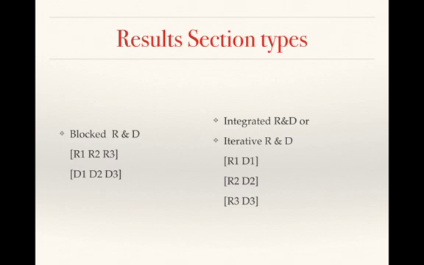So all in all, we get to have three patterns emerging: the blocked R&D, the iterative R&D, and the integrated R&D. In the blocked R&D pattern, a single block of results is followed by a single block of discussion. For example, for a set of three results, the pattern would be results 1, results 2, results 3, and then discussion 1, discussion 2, discussion 3. In essence, the blocked R&D pattern is identical to that of fully separate sections, but merged under a single results and discussion heading.